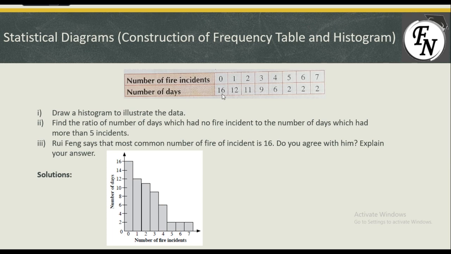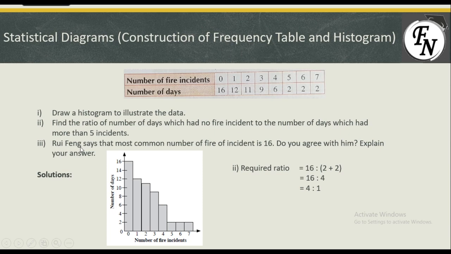So the ratio would be 16 to 2 plus 2, that is 4. So 16 to 4 would be our ratio, and we need to simplify this to get 4:1. We have to cancel this in the table of 4. So 4 fours are 16 and 4 ones are 4. So this is 4:1, which is the ratio required in the second part.